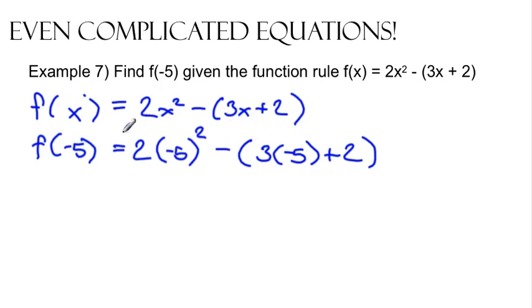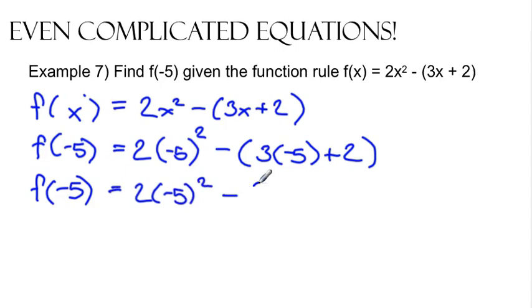And so now all it is is the order of operations. Do parentheses first, then exponents, then multiplication and division from left to right, then addition and subtraction from left to right. So when we do this, I'm going to do my parentheses first, and so I do everything inside the parentheses. 3 times negative 5 would be negative 15, and then negative 15 plus 2 would be negative 13 inside the parentheses.